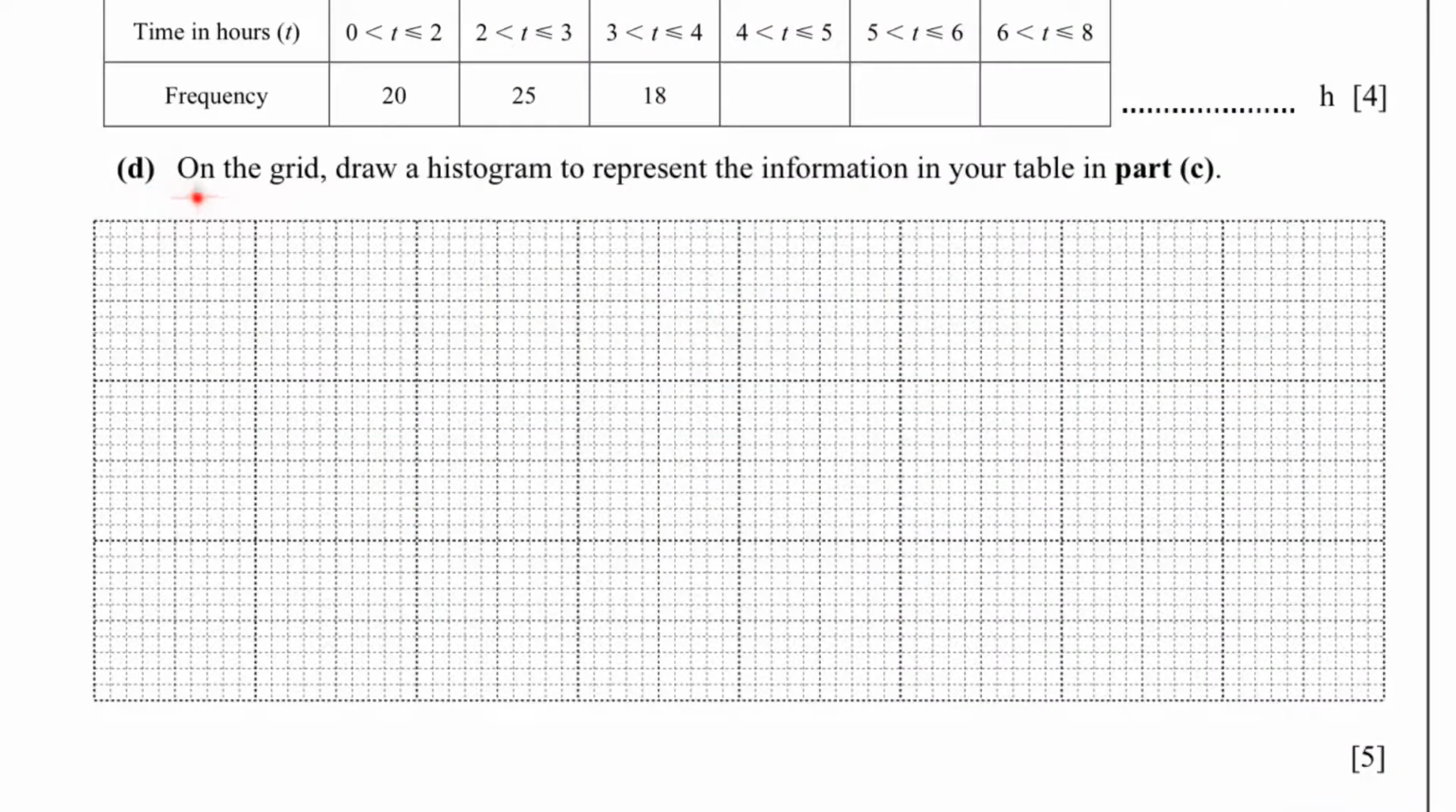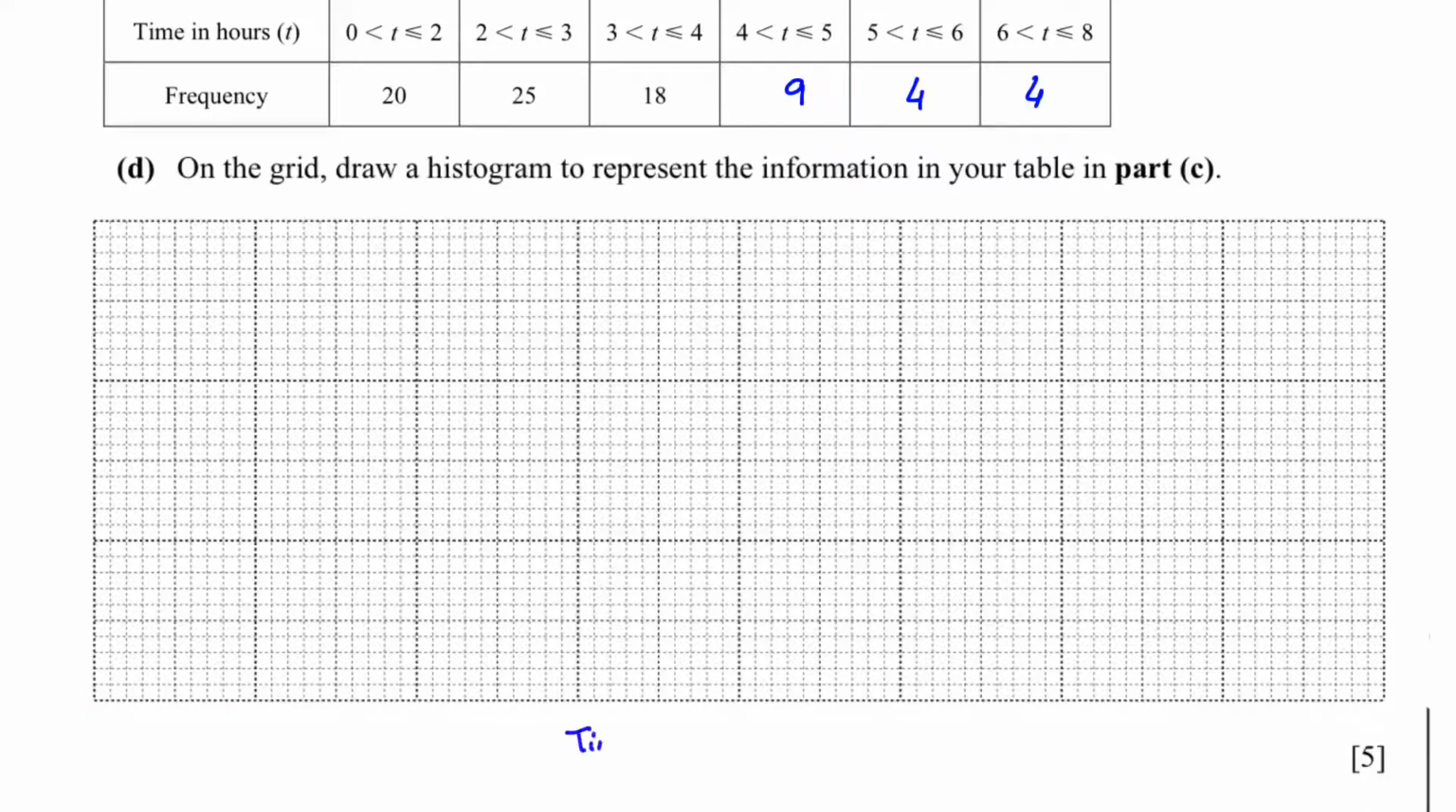Question number D. On the grid, draw a histogram to represent the information in your table in part C. To draw the histogram, you need to find the frequency density. And also you need to label your axis. That is important. Let's label the axis first. This is time in hours. And this is frequency density.